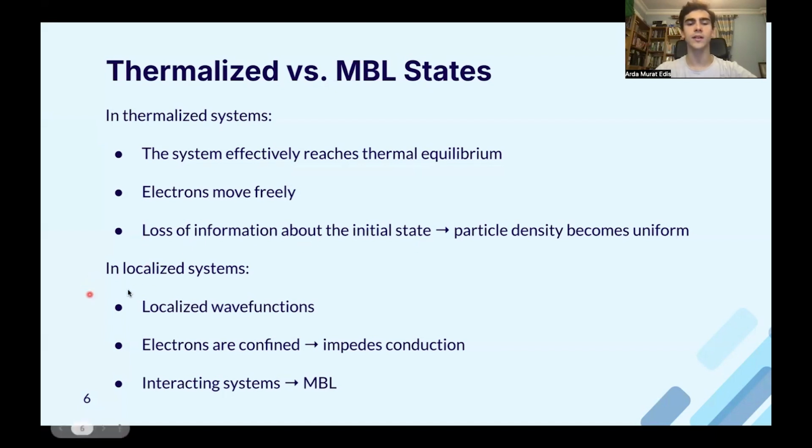On the other hand, in localized systems, the wave functions of the electrons are localized. That means that outside of the region of localization, the wave function decreases exponentially. That goes to show that the electron has a really low probability of being found outside its region of localization. We say that electrons are confined to certain regions within the system, and that impedes conduction. Finally, if in a system there are electron-electron interactions, we say that the system is an interacting system. And if an interacting system is localized, then it is said to be in a state of many-body localization.